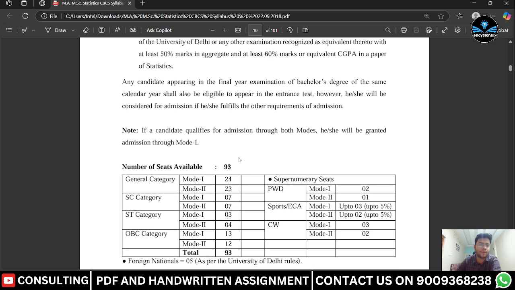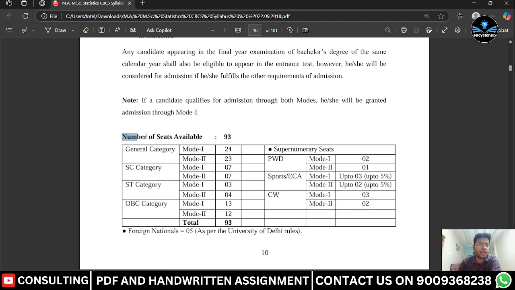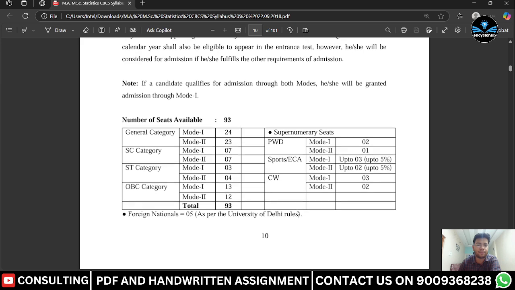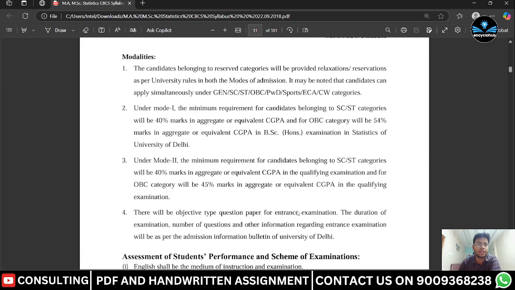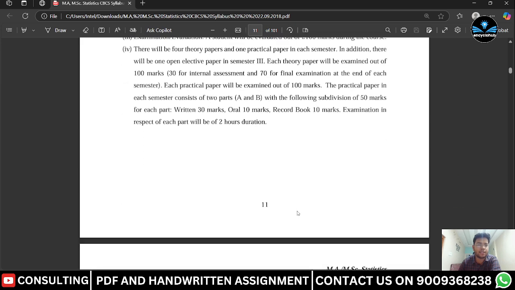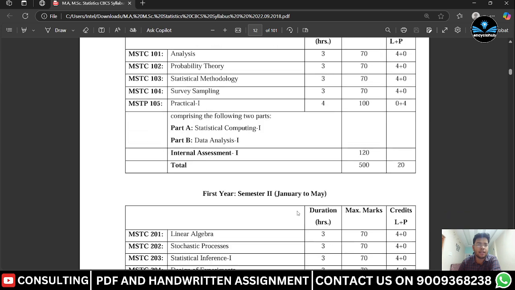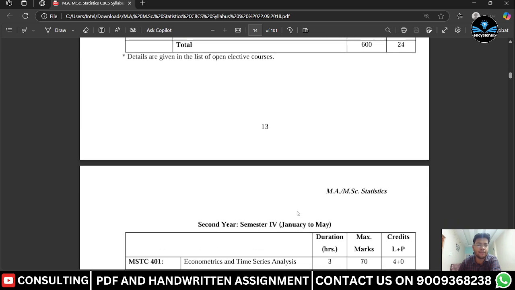And here some seats are given. 93 seats are available for this course only. For the general category, 24 seats are available in mode 1, and 23 seats in mode 2. Similarly, some modalities and assessments are given here, and you can go through this PDF.